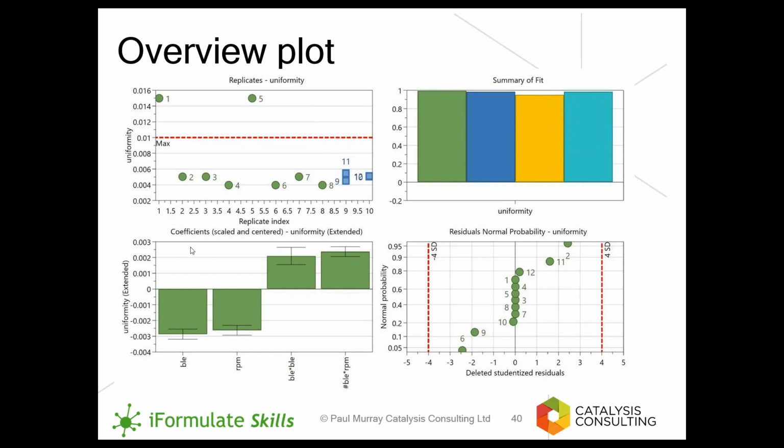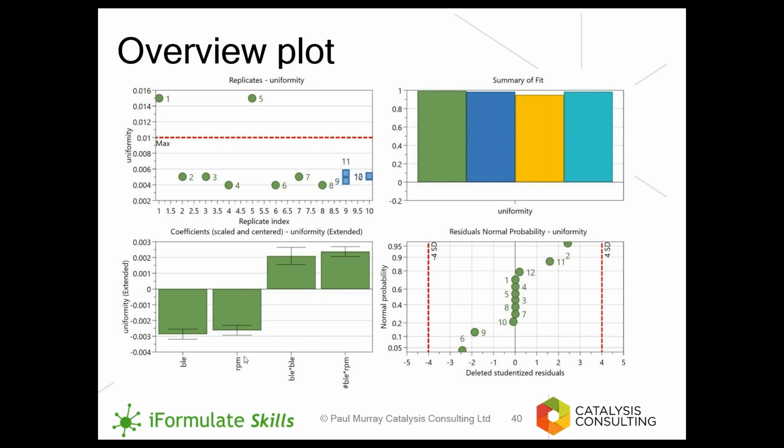Here in the bottom left, we have the coefficients. So these are the factors. And the coefficients plot is showing us the factors and how significant they are. Here we have the blending time. The blending time has a negative effect. So a low blending time has a negative effect. A high blending time should have a positive effect.